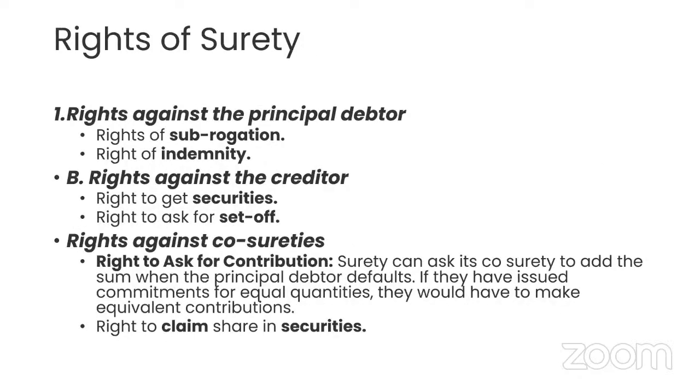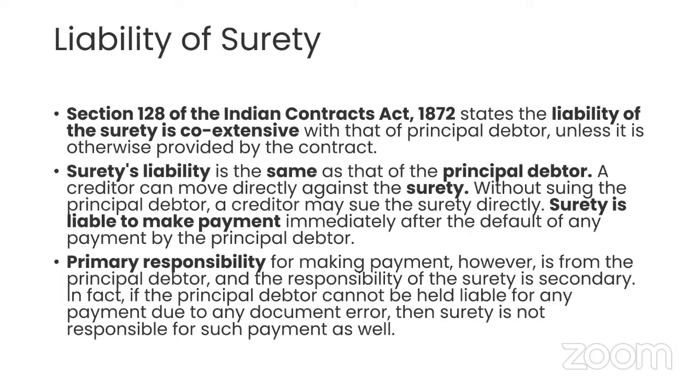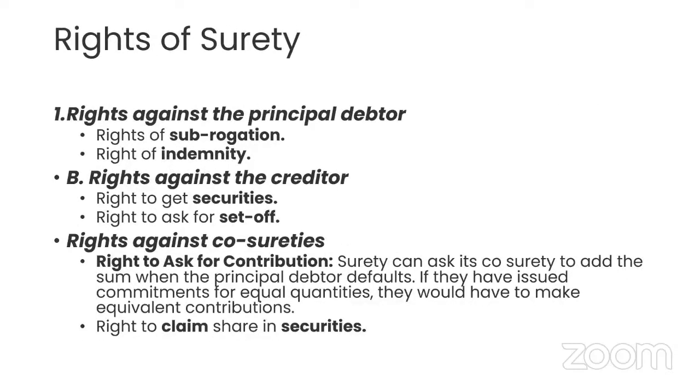Right? Now, does the surety only have liabilities? No, the surety also has some rights. What are the rights of the surety? Surety has rights against the principal debtor. So in this example, my friend has rights against me. Surety has rights against the creditor. That means the bank, SBI. Surety also has rights against co-sureties.